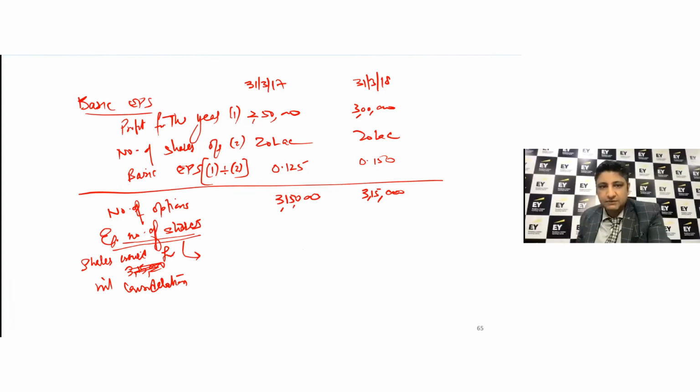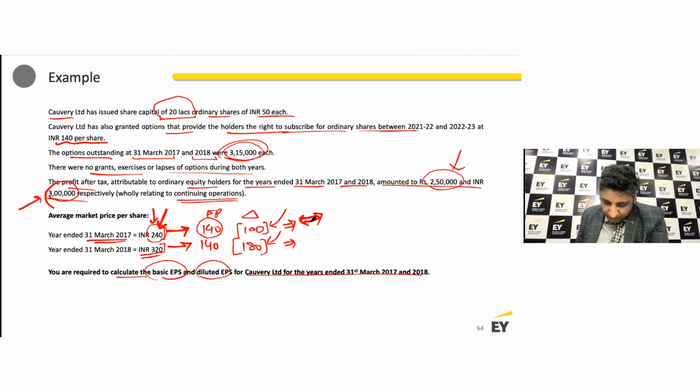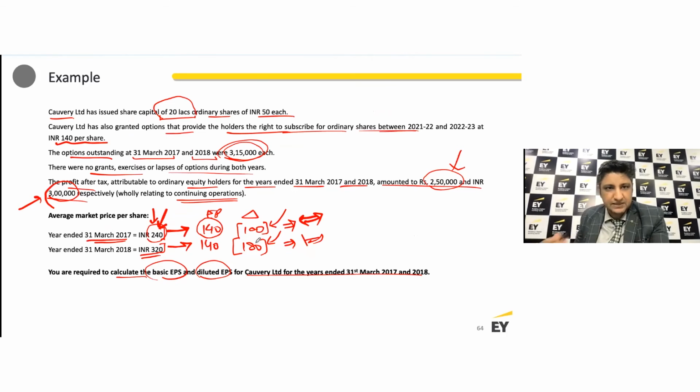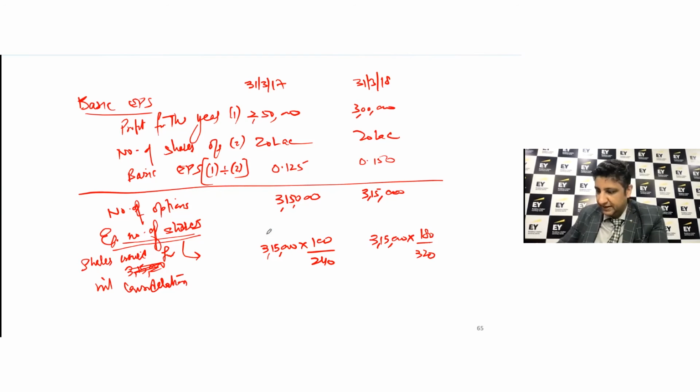As you observe, the difference is 100 rupees for the year ended 31st of March 17, and it is 180 rupees for the year ended 31st of March 2018, right? So this will be 315,000 into 100 divided by 240, and this will be 3,15,000 into 180 by 320. So we're simply taking those gaps. These are the free element of the delta as we are using. And when we do this calculation, this becomes 3,15,000 into 100 divided by 240. That gives me a number of 131,250.